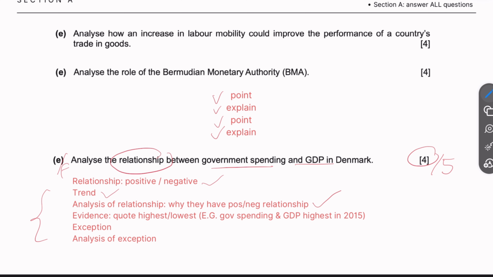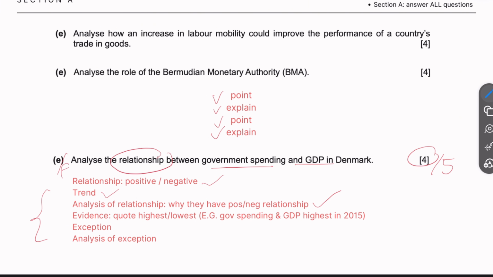Then you should state evidence from the graph or the table given. Usually giving evidence of the highest or lowest will be sufficient. And what I mean by this is that you can look for the year where government spending is highest, and it should also be the year where GDP is highest.